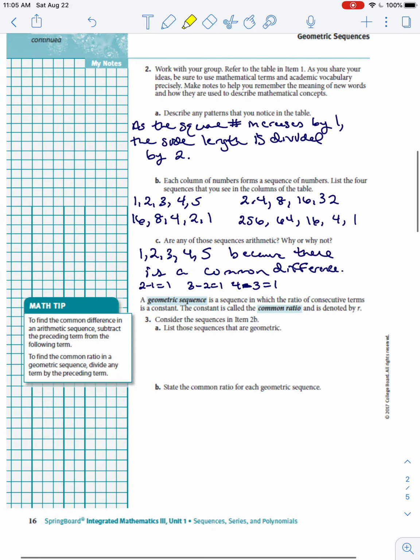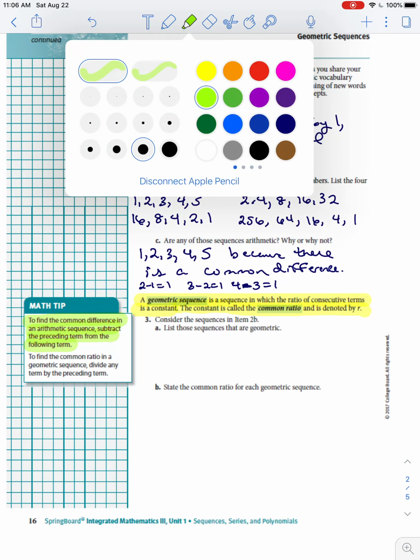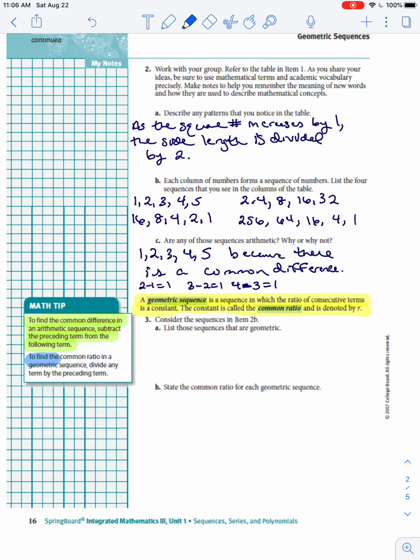We'll go to the highlighter. A geometric sequence is a sequence in which the ratio of the consecutive terms is a constant. We're going to be looking for a common ratio now. Think of it almost like a multiplier. The constant is called the common ratio and is denoted by a little r. So on the side here, you're also going to notice that you have a review of common difference versus the common ratio. So remember, for common difference in an arithmetic sequence, subtract the preceding term from the following term. And then for a common ratio, we're going to divide any term by the preceding term. And that's how we're going to find the common ratio.